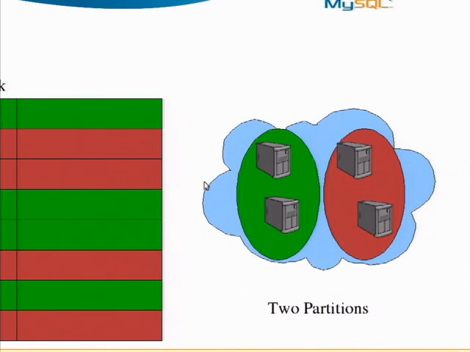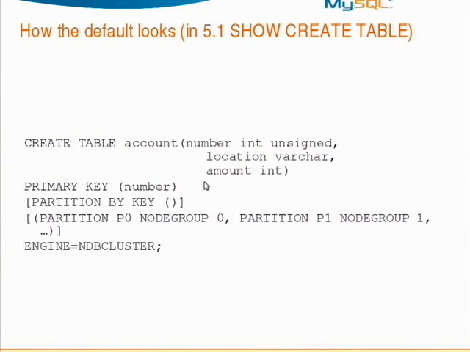So here we can say we have two partitions. And the default in the 5.1 syntax for doing partitioning looks a bit like this. We have partition by key, because we're partitioning by key. We're using the default way of doing keys. The first partition is in node group 0, and the second partition is in node group 1. So you can actually now create tables that are only partitioned on a subset of your data nodes and do a whole bunch of stuff that makes you have to think about your data set.